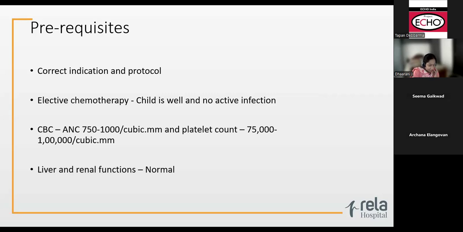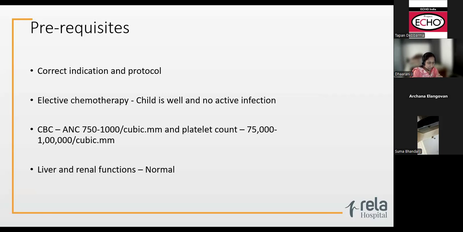And the second important point is that most chemotherapy protocols will need a basic absolute neutrophil count of at least 750 cells per cubic millimeter, and a platelet count of at least 75,000 to 1 lakh, prior to starting the chemotherapy.